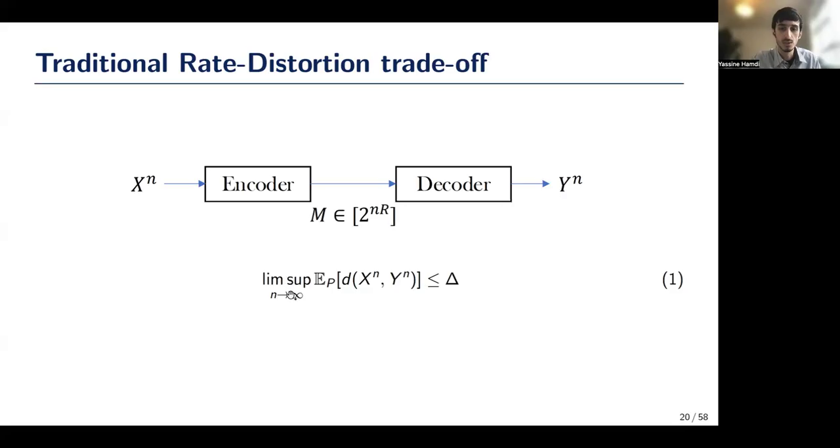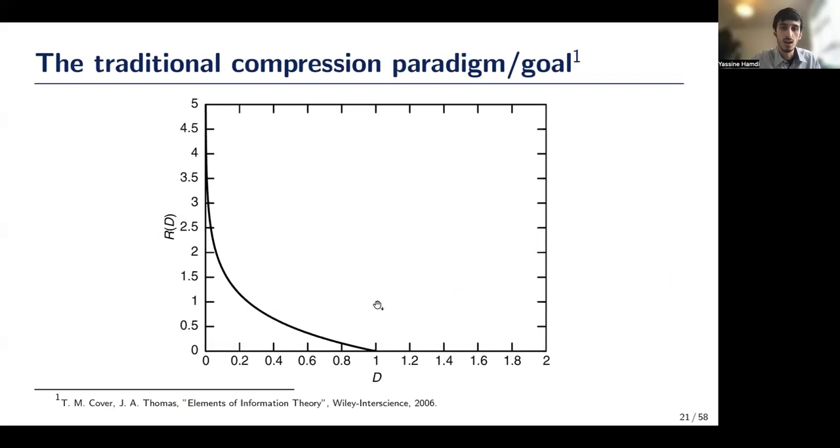You have this constraint that when n is large, you want the expected distortion to be less than d. Here I put delta, but it's the same as capital D before. And the goal was, okay, I just want to target distortion, let's say 0.4 maximum, so that xn and yn are close, are not too different. And I wonder what is the smallest value of r that can allow me to do this. But it was really focusing only on the distortion.